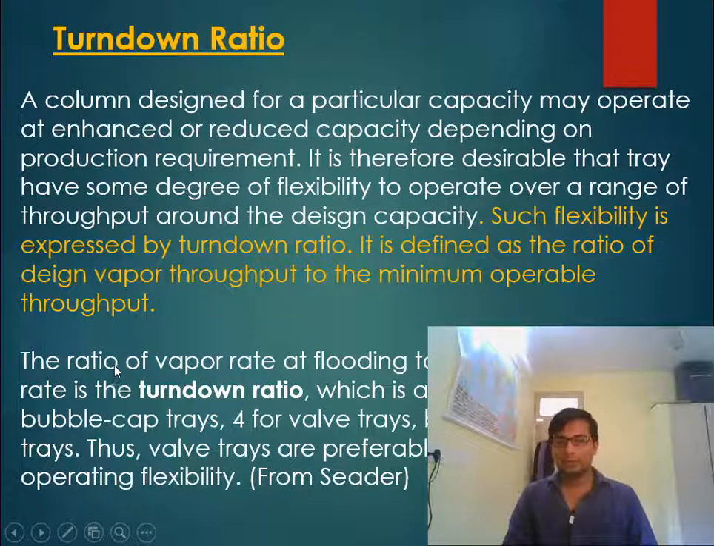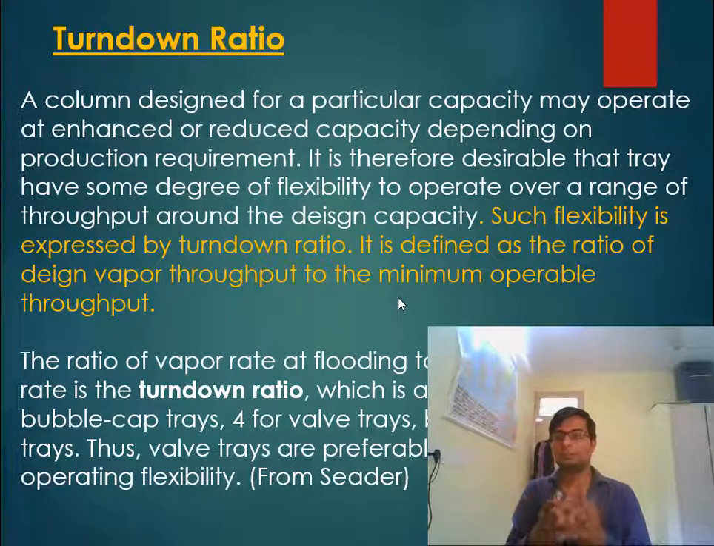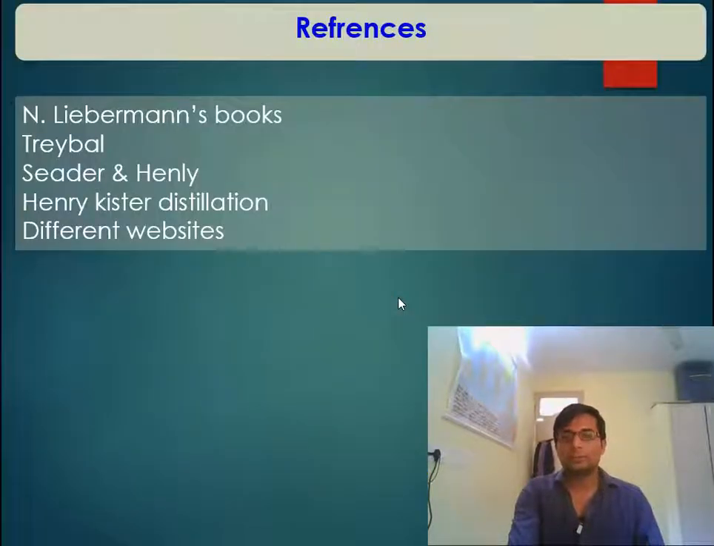So why is it so? Because usually the design vapor throughput will be comparable to the vapor flow rate at flooding. We usually design our column such that the vapor flow rate will be more or less around 90% of the flooding flow rate. Okay, so we are going to stop this discussion right now.